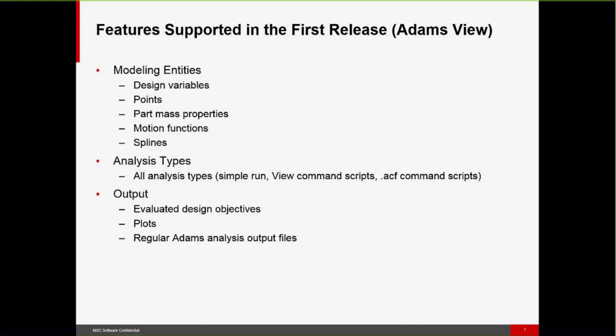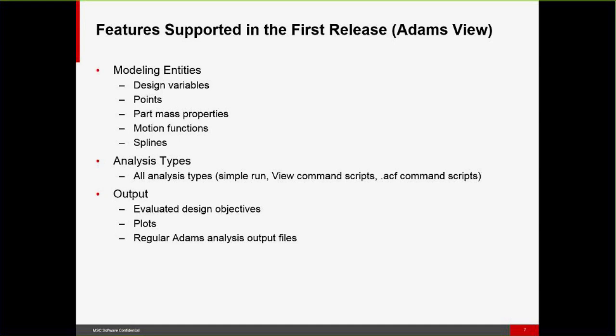Analysis types are really any type of analysis that you can launch from Adams View. There'd be a simple run, and View command script based or ACF command script based. And then in terms of output, design objectives. So if there are design objectives in the model, you can choose to export those along with the spreadsheet so that when the Excel engineer runs the analysis, she can look at evaluated design objectives.